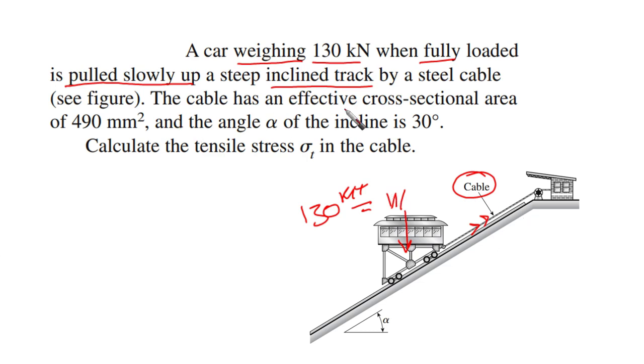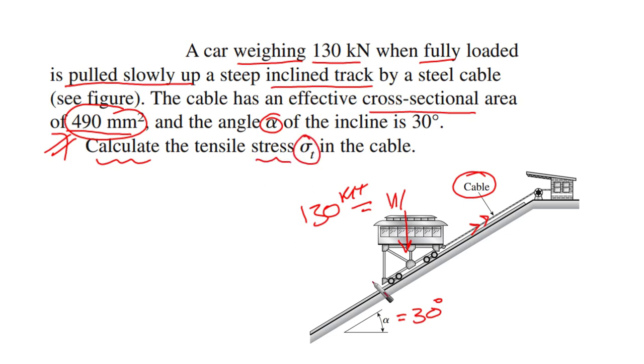The cable has an effective cross-sectional area of 490 millimeters squared. So this is the effective area of the cable. And the angle alpha of the incline is 30, so alpha equals 30 degrees. Calculate the tensile stress sigma T in this cable. Try to get the tensile stress because there is force being applied on it, of course, that is pulling this car.